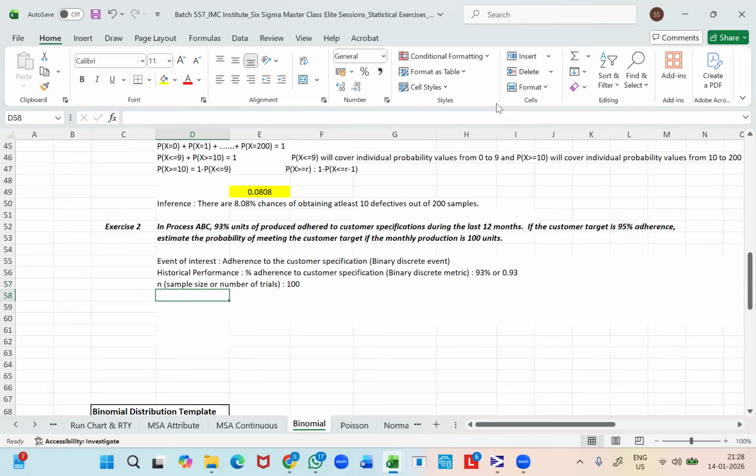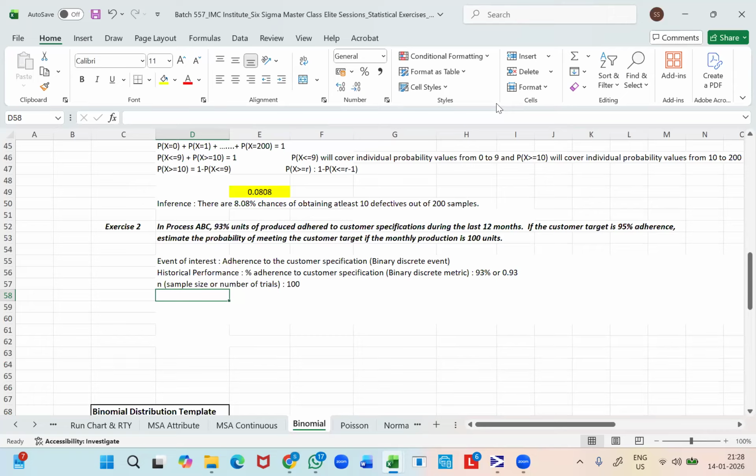Right? So for solving a binomial distribution problem, we need to have three input values. What are the three input values? One is obviously the historical performance proportion value for a binary discrete event. The second one, the sample size or the number of trials. And the third one, the value for which we are supposed to estimate the probability, right? So these are the three input values that we need for solving a binomial distribution exercise, correct?